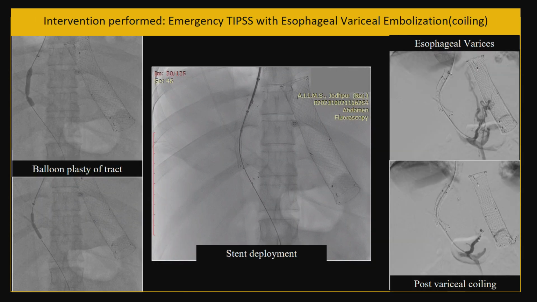So we did the tract dilatation using a balloon. Then subsequently, we placed the stent within the hepatic parenchyma. And this is the culprit variceal source. This is the coronary vein, which supplies these varices going up to the esophagus, and this is the source of bleeding. So we embolized that variceal source also by using coiling.